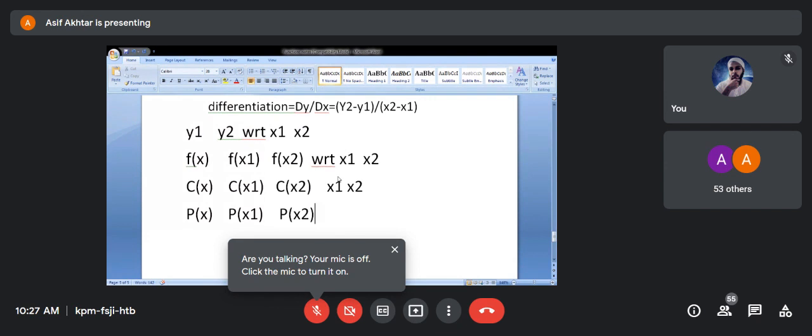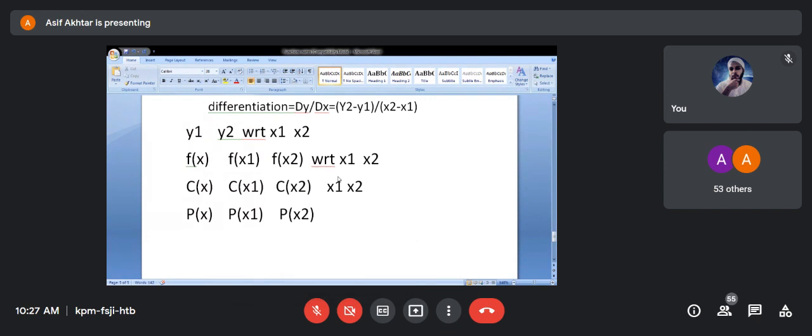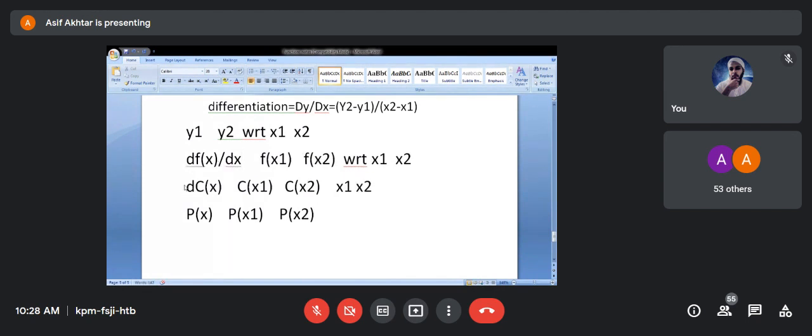The answer to all these questions lies fundamentally in the process of differentiation, which was suggested by Newton and is represented by the language dy by dx. So if I want to calculate this one, I can use df with respect to dx. This is the expression. If this is a cost function, I would write dc with respect to dx. If I want to calculate the profit, then this is dp with respect to dx. So you can see the style of writing.